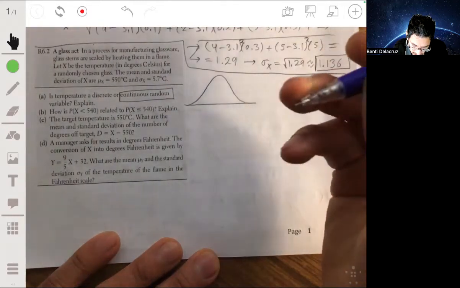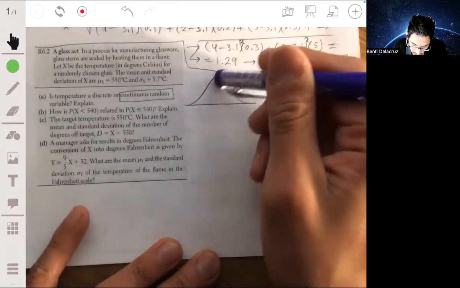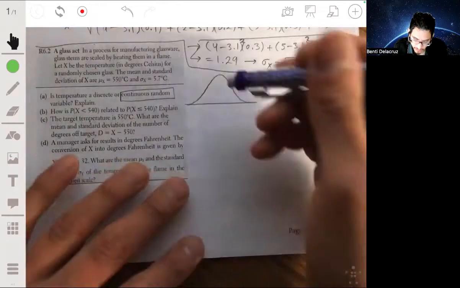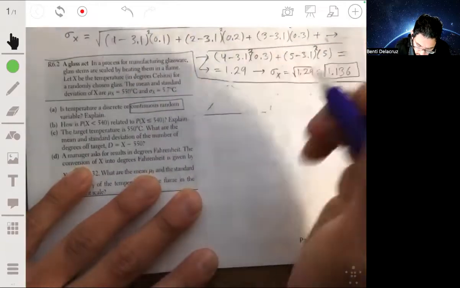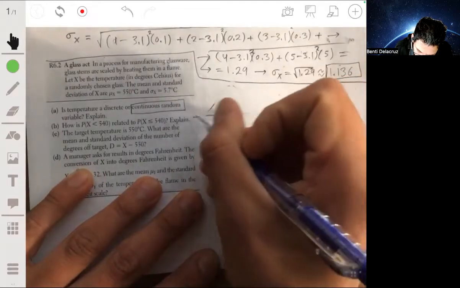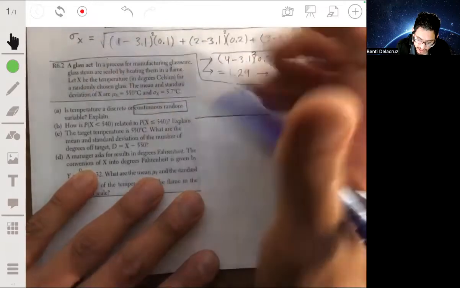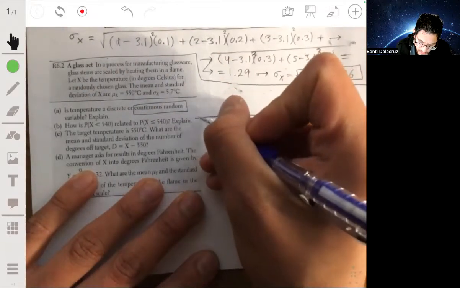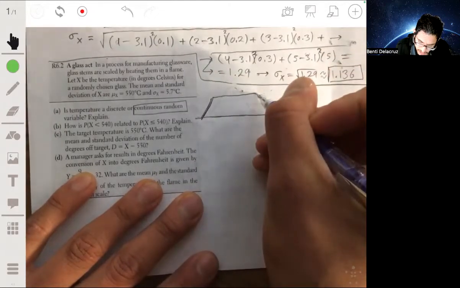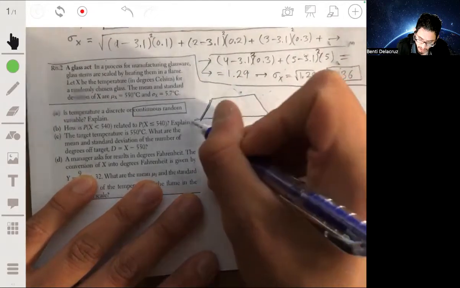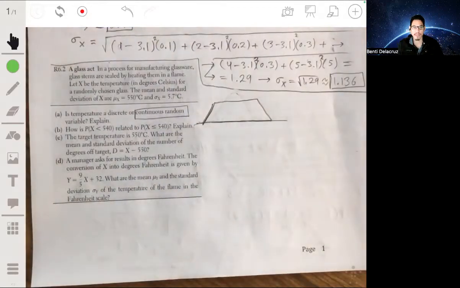Now it doesn't actually say if it's normal, so technically you cannot draw that, but I want to give you a visual of what's going on. If it's continuous, we don't know what shape it is. Let's just say it does some weird shape like this. Maybe it's like a rectangular distribution. Who knows? Just go with it. This is the distribution of X.